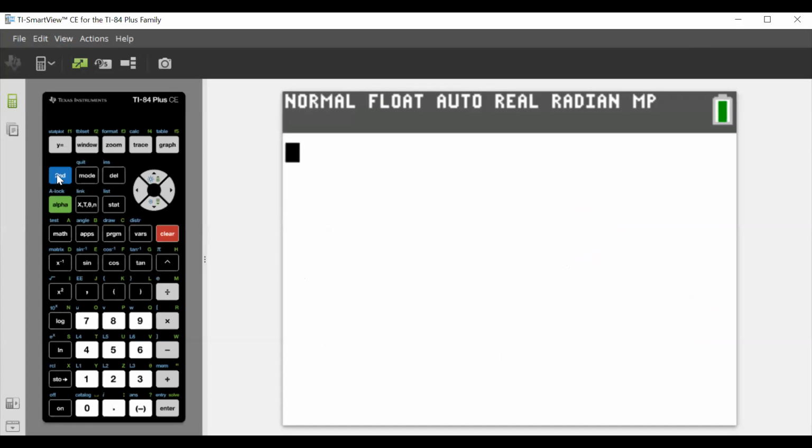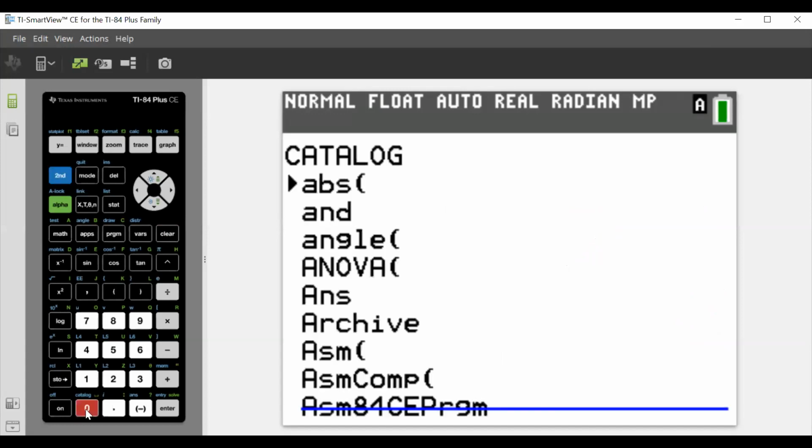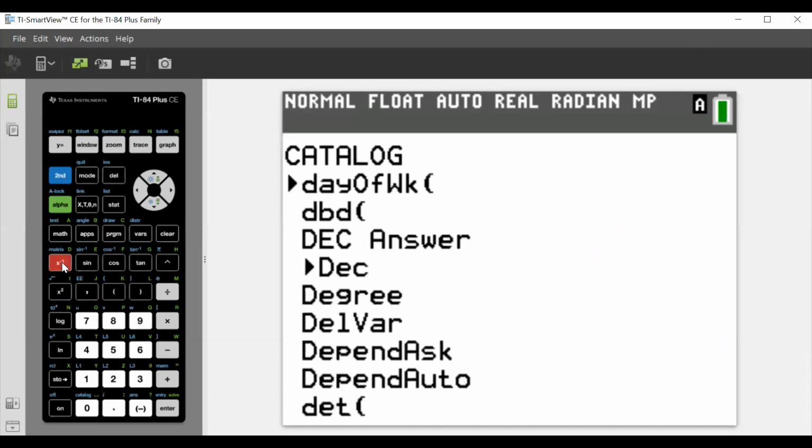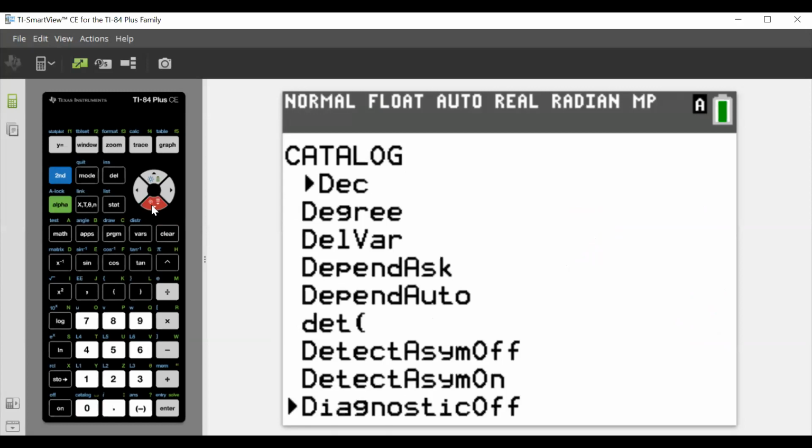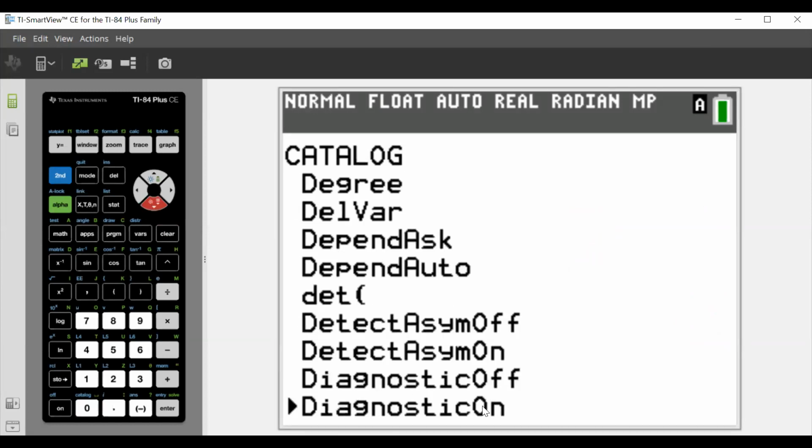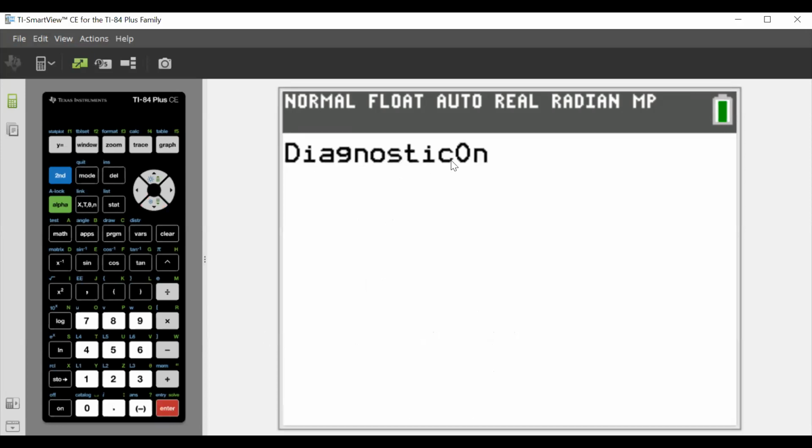What you do is you click second, and then go down to 0, which is called the catalog. Now we need to go down and look for the D's. If we hit this one, which has the D on it, that takes us down to the letter D, and then we can scroll down and find diagnostic on. If the little triangle is right beside that, we can hit enter. It says, do you want to turn diagnostic on? Then hit enter again, and it's done.